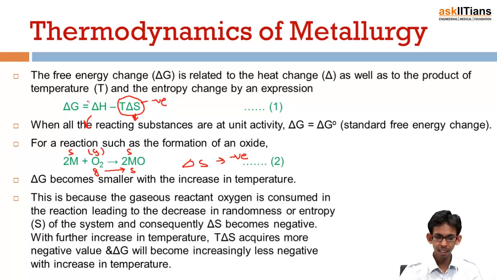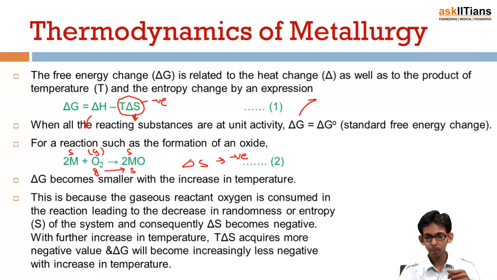This is because the gaseous reactant oxygen is consumed in the reaction, leading to a decrease in degree of randomness or entropy of the system, as I have just discussed. Consequently, delta S becomes more and more negative. With further increase in temperature, T delta S acquires a more negative value, and delta G will become increasingly less negative with increasing temperature. Okay, again let me explain this to you in simple language.